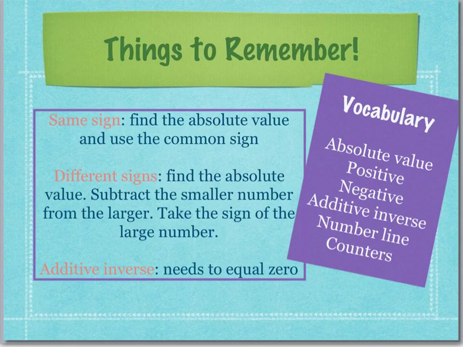Important things to remember. This is the part where you need to make sure you have this information written down. If you're adding and it has the same sign, first find the absolute value of each integer and use the common sign. If you have different signs, you're going to find the absolute value, subtract the smaller number from the larger number, and then take the sign of the larger number. And the additive inverse property states that an integer plus its additive inverse or opposite needs to equal 0.